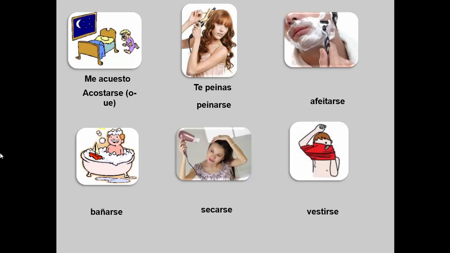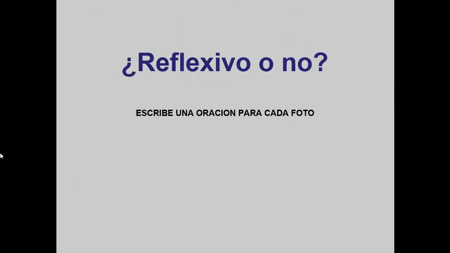¿Cómo se dice you comb your hair? Te peinas. ¿Cómo se dice he or she shaves? Se afeita. ¿Cómo se dice I bathe? Me baño. ¿Cómo se dice you dry your hair? Te secas el pelo. ¿Cómo se dice I dress myself? Me visto. So hopefully you got some of those sentences correct.